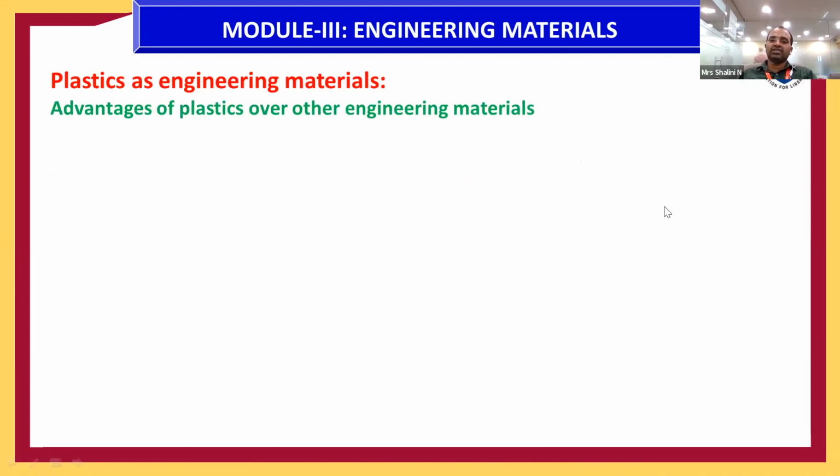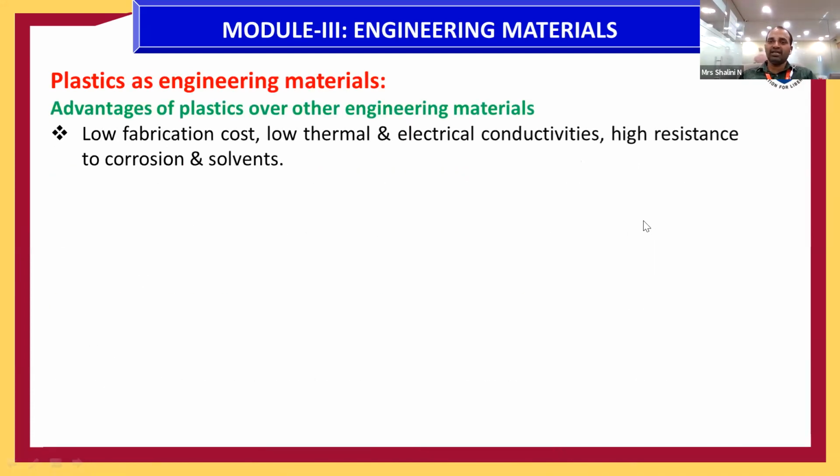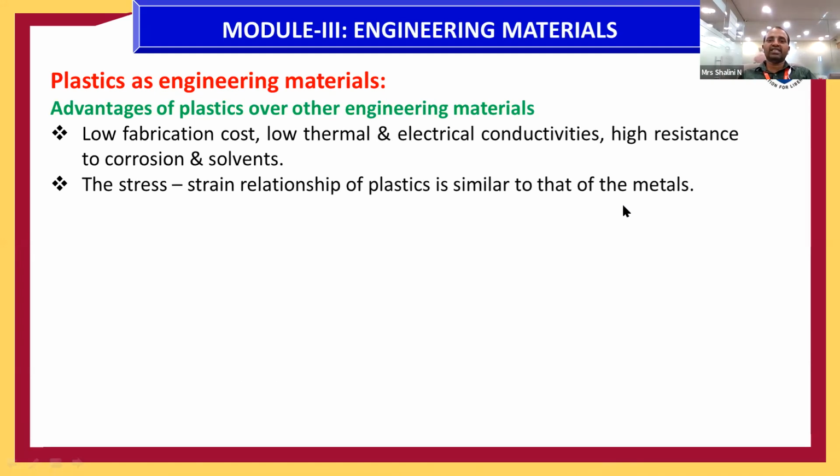So, advantages of plastics over engineering materials. These are the main advantages of plastic material: low fabrication cost, low thermal and electrical conductivities, high resistance to corrosion and solvents. The stress-strain relationship of plastics is similar to that of metals. Plastics reduce the noise and vibration in machines.